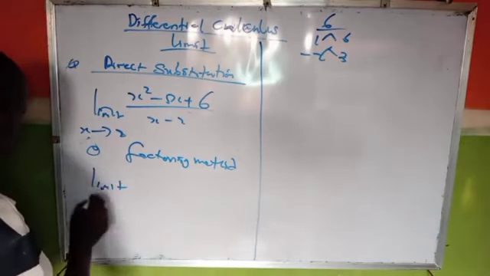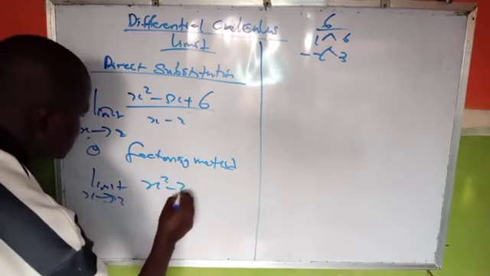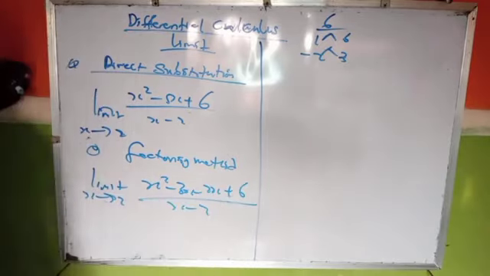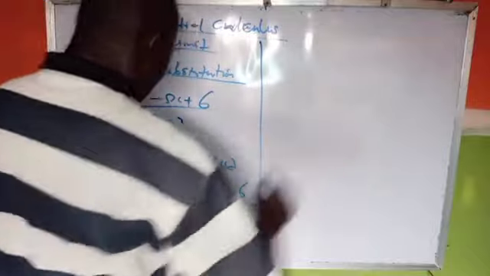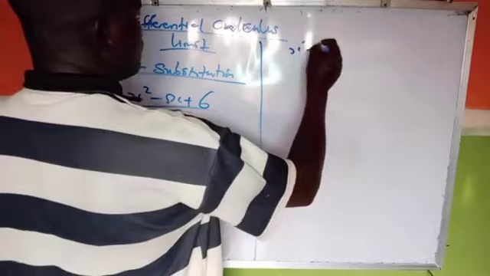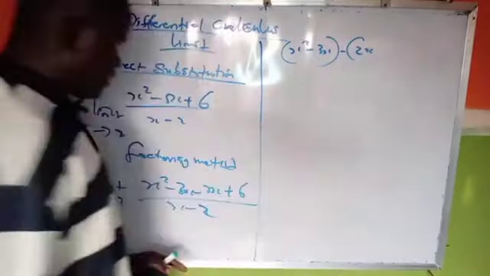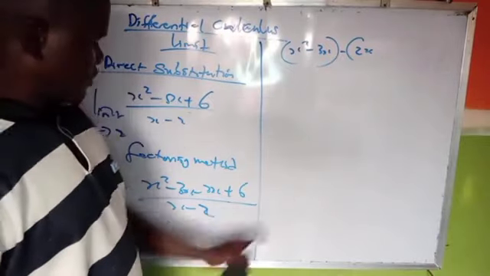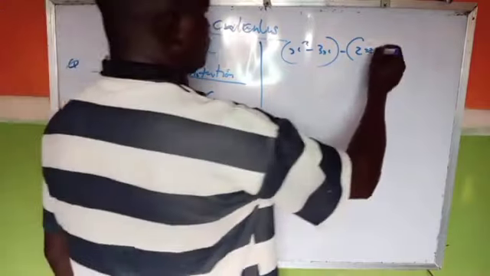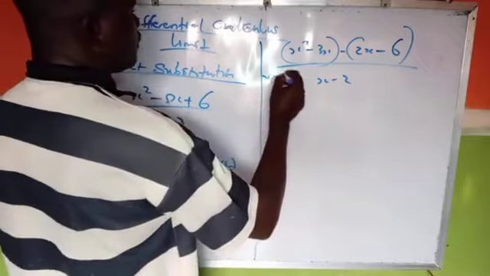You will have the limit x tends to 2. Here it gives you x squared minus 3x minus 2x plus 6 over x minus 2. So you bracket this one. Look at this minus. When you put this into brackets, it will change this one. Minus times plus, this one will give you minus 6 into brackets. So you have x minus 2, as x tends towards 2.